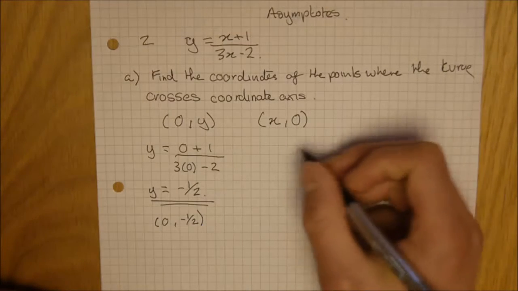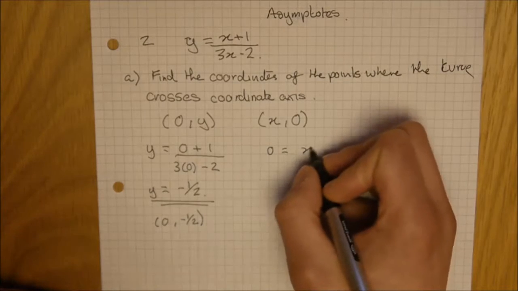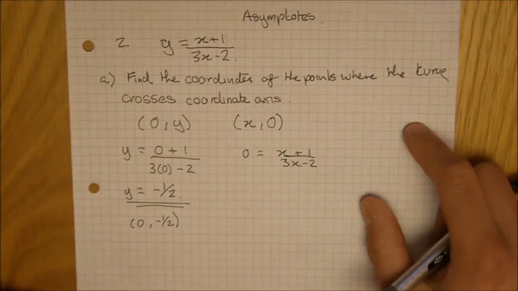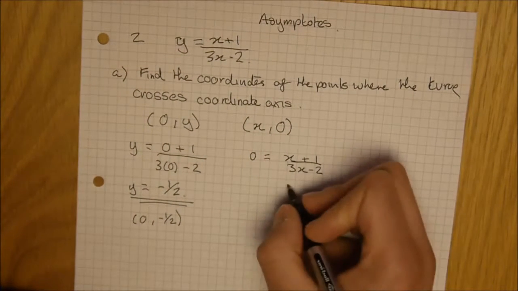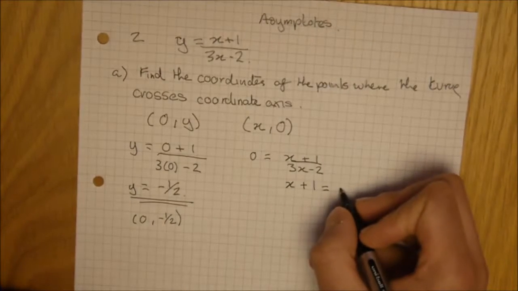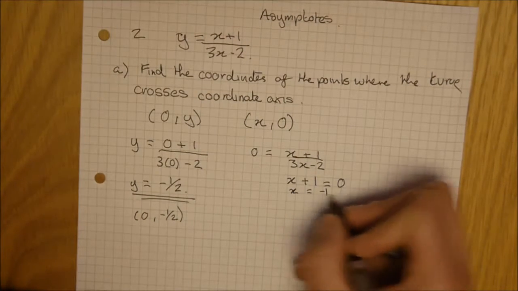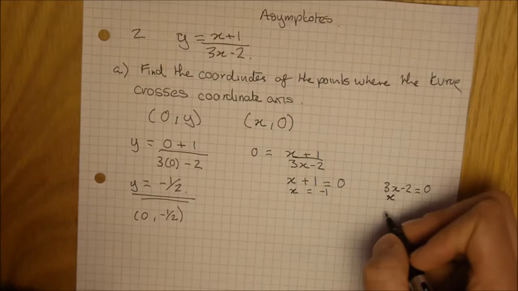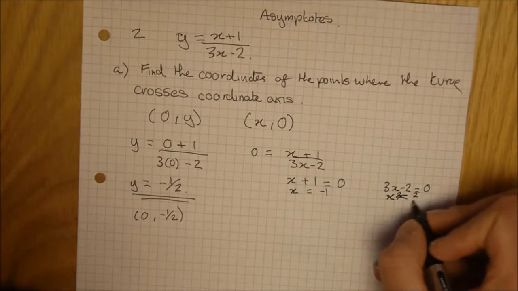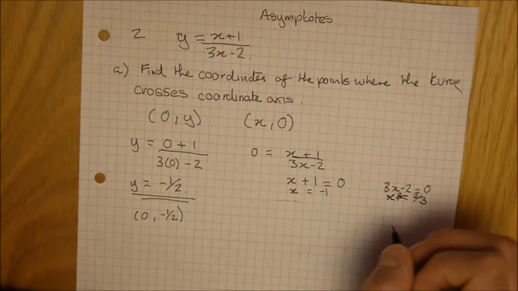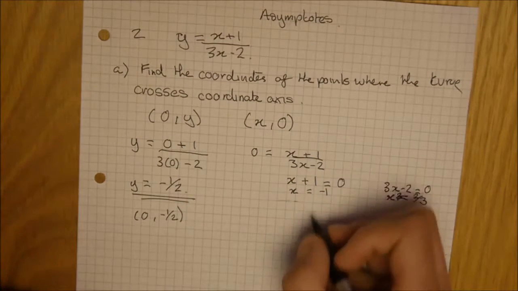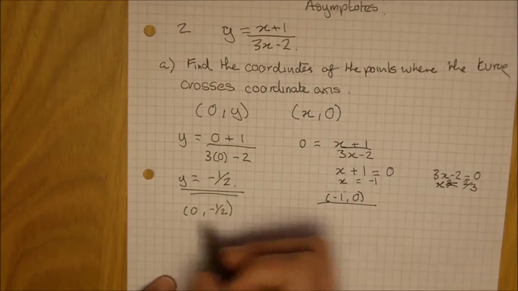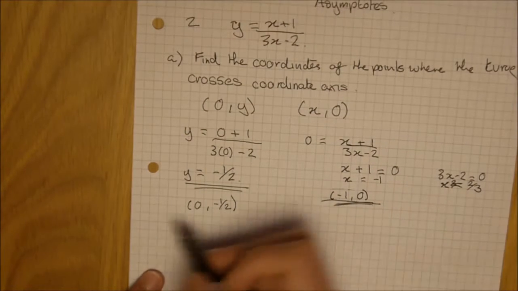Now when y is 0, we make 0 equal (x plus 1) over (3x minus 2). What this effectively means is we need to get each of these lines to equal 0. So if x plus 1 equals 0, x must be minus 1, and when 3x minus 2 equals 0, x must be 2/3. As minus 1 is smaller, that is the x value that we will use for this. Therefore it's (minus 1, 0). That is the first part of our question done.